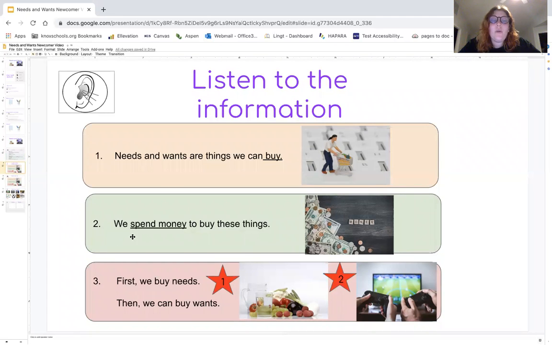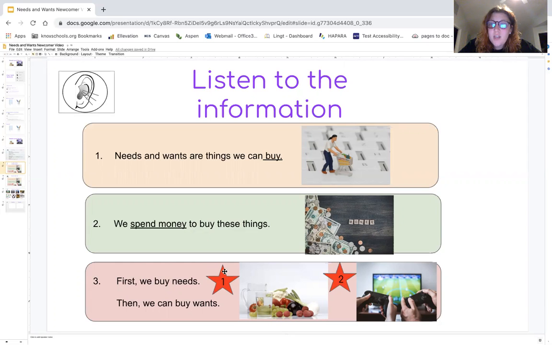Number 2, we spend money to buy these things. Our money are our dollars, our $5, $10, $20 bills, $50 bills, our nickels, dimes, pennies, and quarters. And we use this money to buy these things. We can buy our needs and our wants. Number 3, first we buy needs. Then we can buy wants.